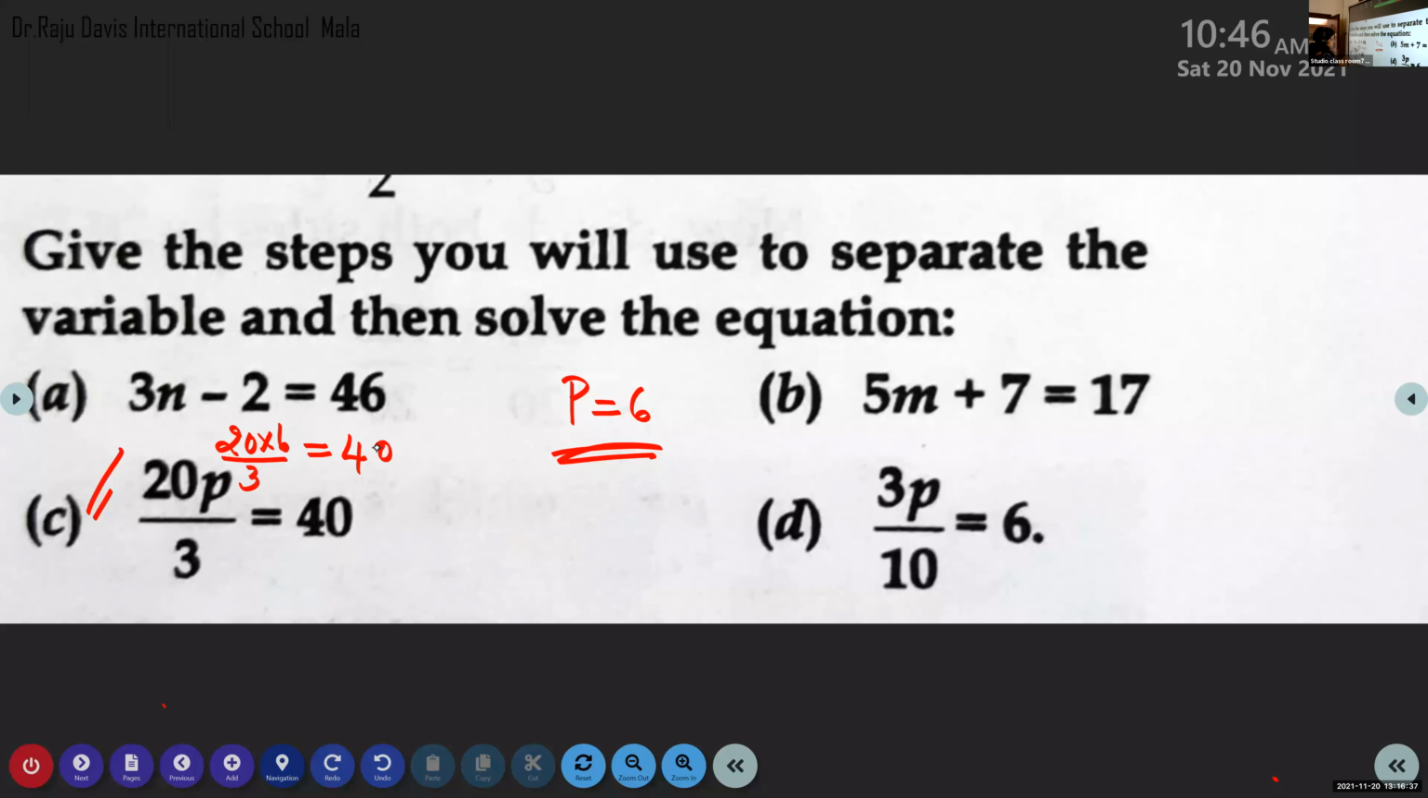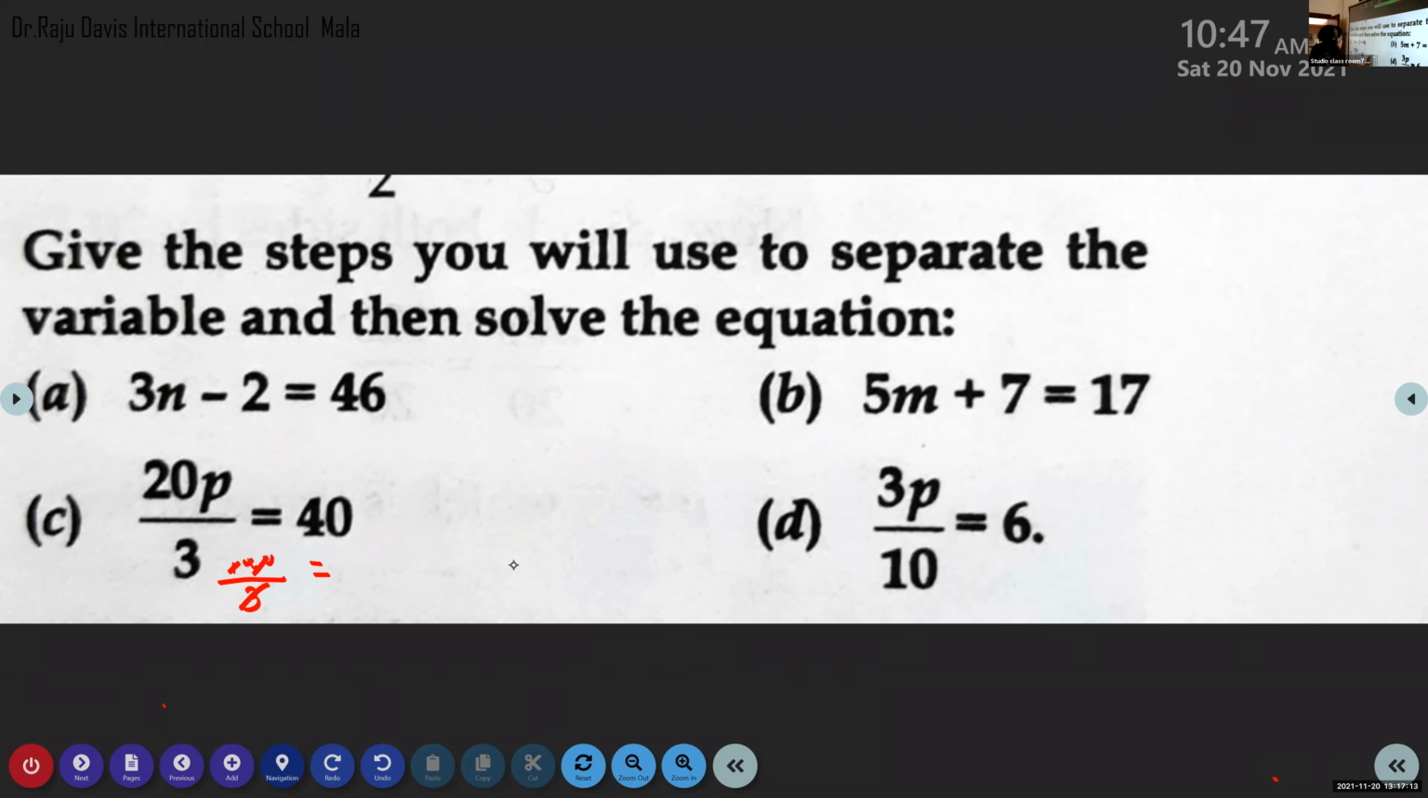Check whether left hand side is equal to right hand side. 20 into 6, you will get 120. 120 divided by 3. What is that? 3 4s are 12. Then 0. So we got 40 on the left side. Right side also 40 is there. So the answer is correct. LHS and RHS, we got the same, isn't it? So we can say that P is equal to 6 is a correct answer. Is it okay, Rehan? Yes.